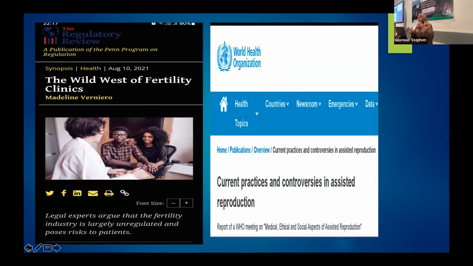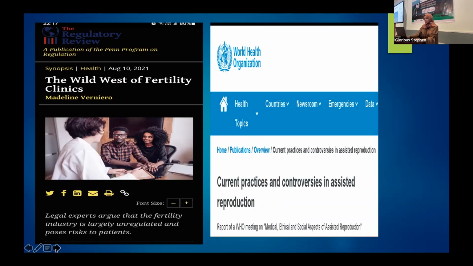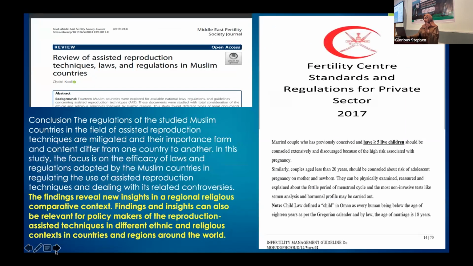Even ESHRE and other bodies publish their guidelines on how to monitor these centers. They have to have medical professionals, legal experts, patient advocates, and government representatives to put these guidelines together. As I said before, in Oman we have deficiencies even in this booklet. I found this publication, which was published recently, reviewing assisted reproductive techniques, laws and regulations in the Muslim countries. It puts all the Muslim countries together, and you can see the deviation in the rules and regulations. So even among ourselves as Muslim countries, we don't have one rule to apply.